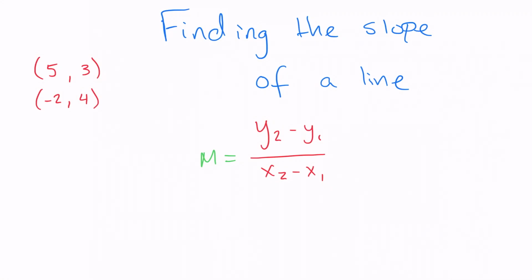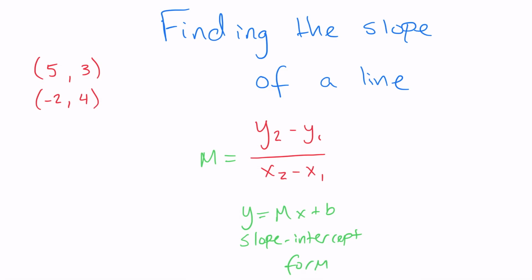Welcome. Today we will be discussing how to find the slope of a line. Now the slope of a line is represented by the symbol m, or the variable m, in the equation y equals mx plus b. If you recall, this is slope-intercept form.